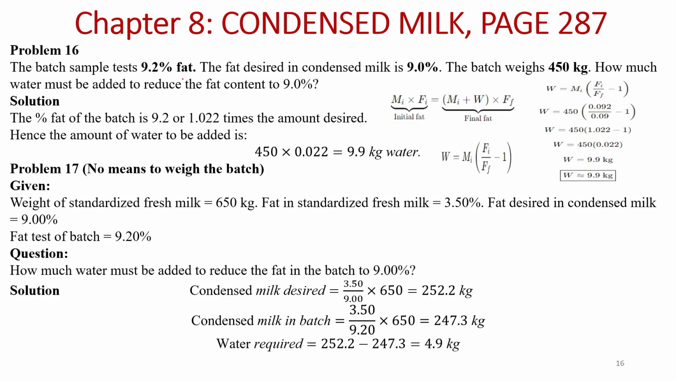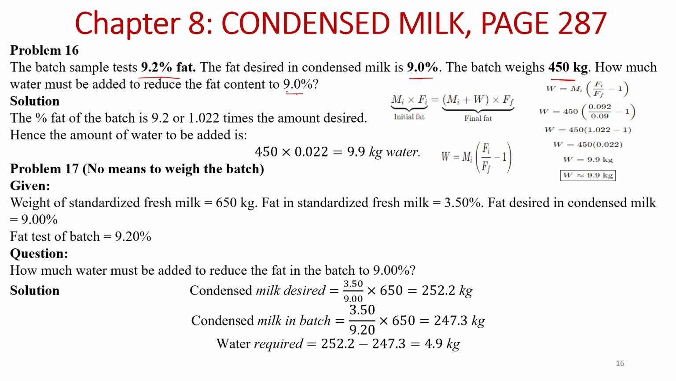So these two problems are from chapter 8, the chapter on condensed milk, on page number 287. Now the first question is that a batch sample tests 9.2% fat and the fat desired is 9%. The batch weighs 450 kg. How much water must be added to reduce the fat content to 9%?